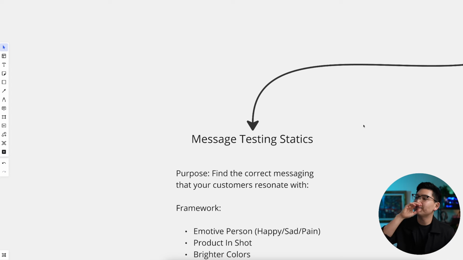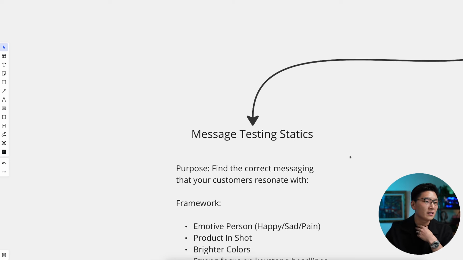We might think that fix neck pain at home is the best kind of USP or angle that we should be using. However, we have our own bias that we need to either clarify or clear up. So that's why we do message testing statics in this particular form.